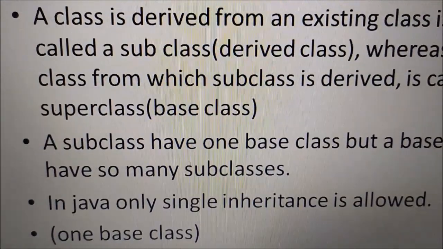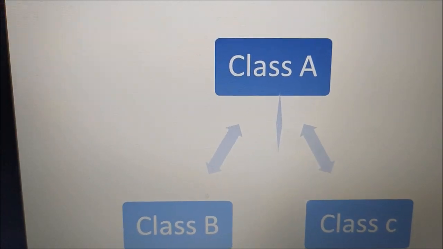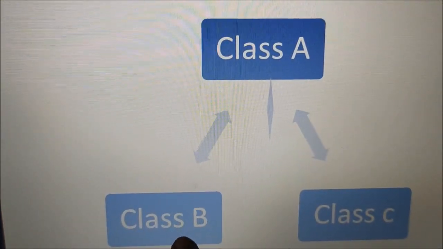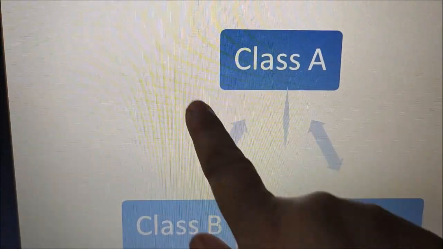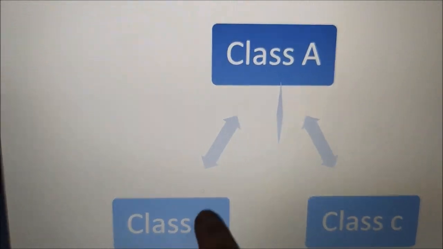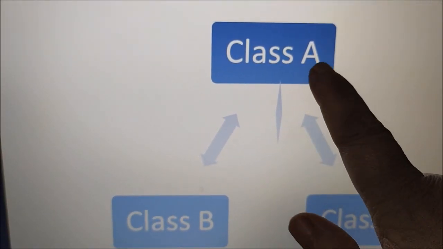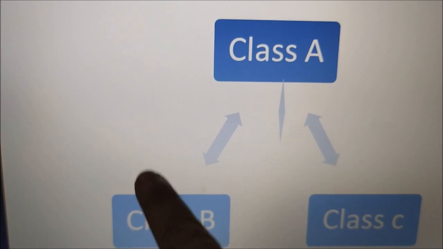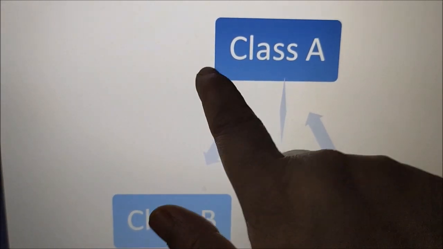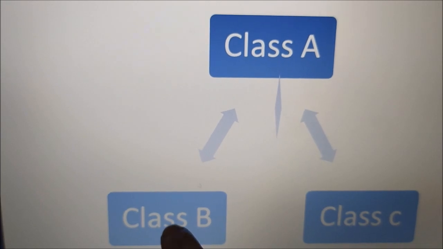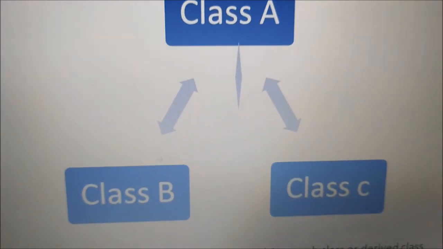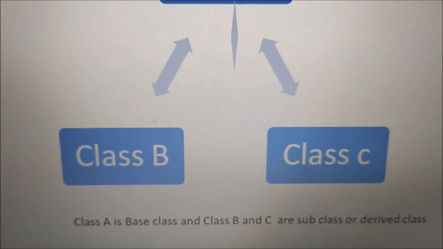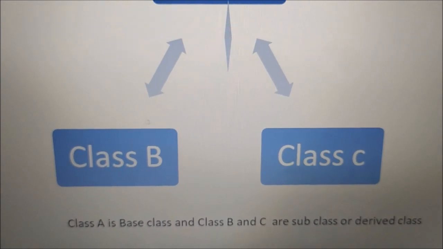Now another thing here, from the diagram you can see class A is the base class or super class, and it has two derived classes, class B and class C. So whatever the properties of class A, they will be transferred to class B and class C. One point you remember, the properties of class A will be transferred to B and C, but the properties of B and C will not be transferred to class A. This will not be allowed. The properties of class B will not be transferred to class A. Another point you see here, what is written: class A is the base class and B and C are the subclasses or the derived classes.